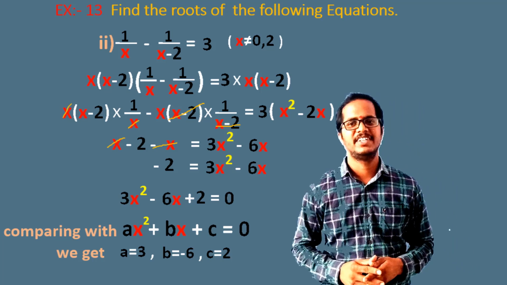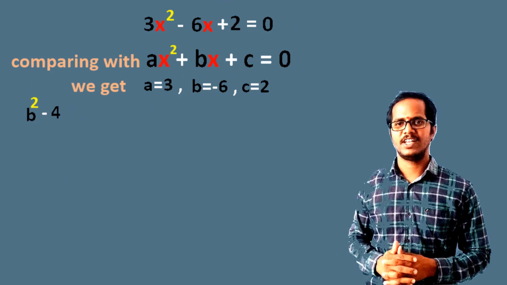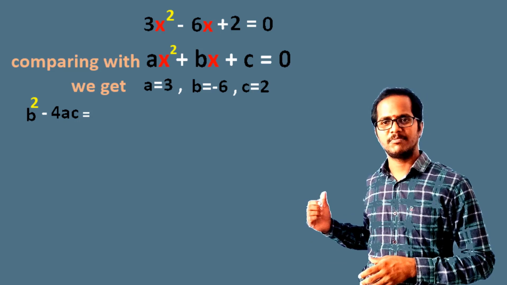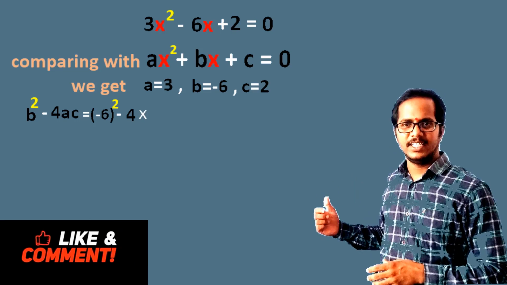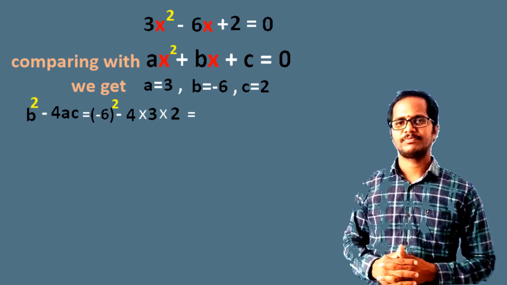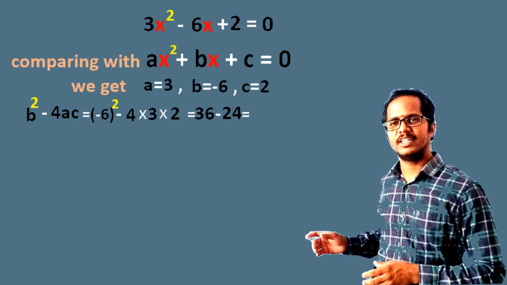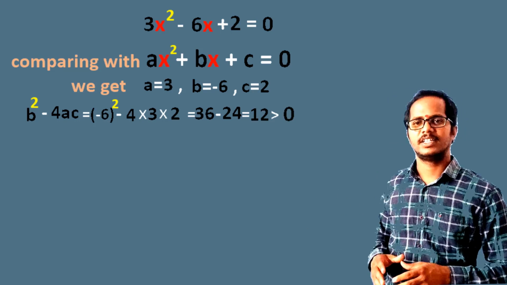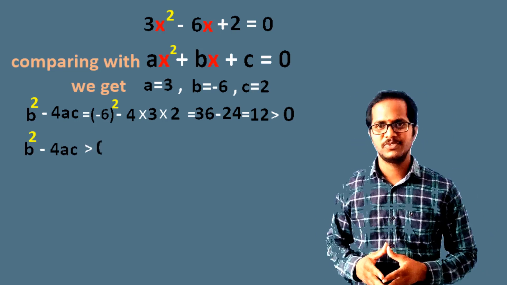Before that, first what do we have to find? We have to find the b square minus 4ac value. So let us find the b square minus 4ac value. b square minus 4ac equals to, here b is minus 6, so we get minus 6 whole square minus 4 into a value, which is 3, 4 into 3 into c value, which is 2. So 4 into 3 into 2. Simplifying this, we get minus 6 whole square equals 36, minus 4 into 3 into 2 equals 24. 36 minus 24 equals 12, which is a positive real number.